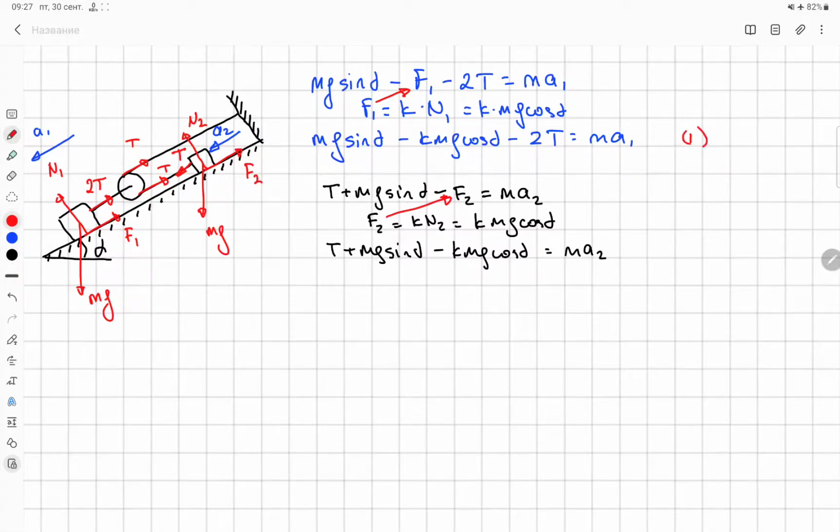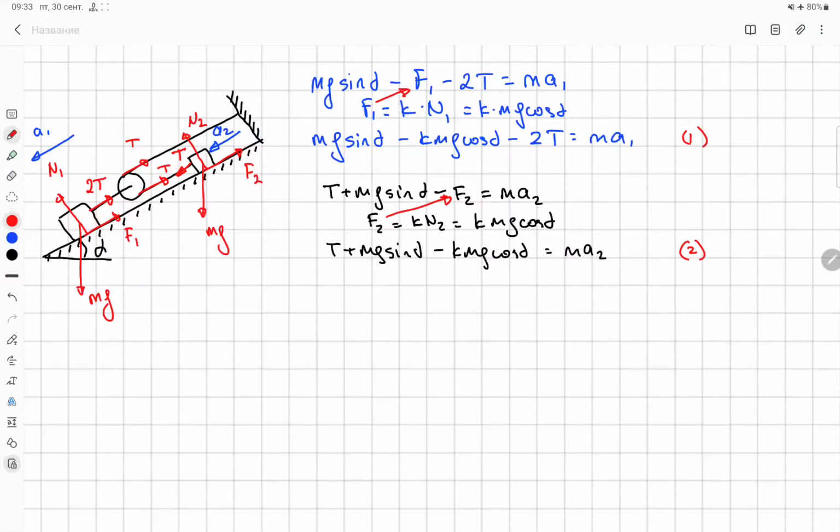Equation number 1, equation number 2. As you see, we have three unknowns, A1, A2, and tension. But we have two equations. We need one more equation. From previous lessons we know that it should be a relationship between accelerations.